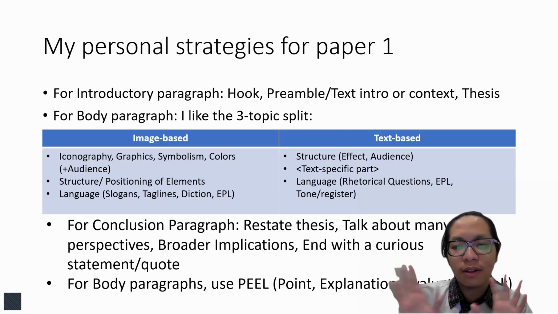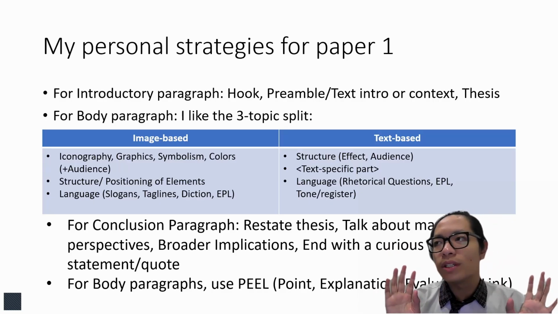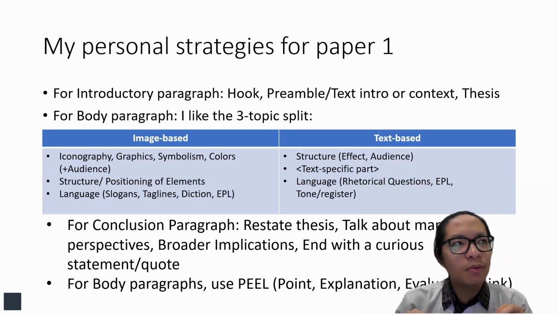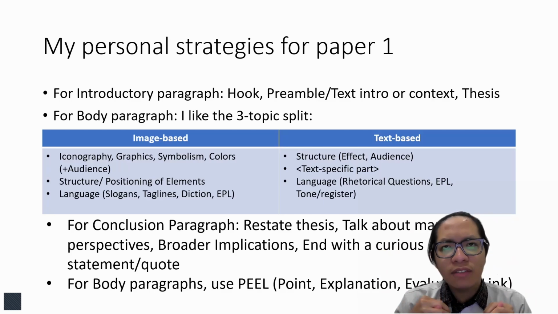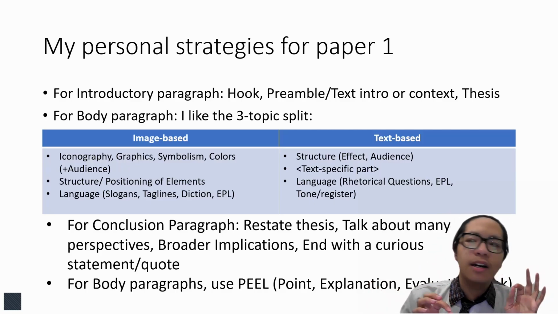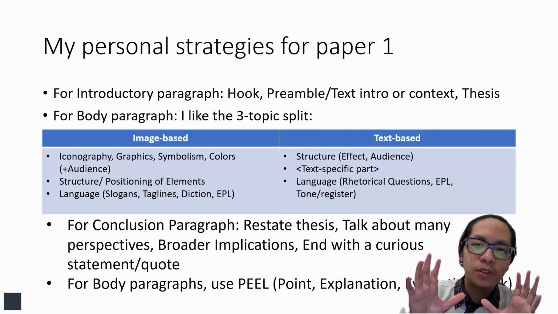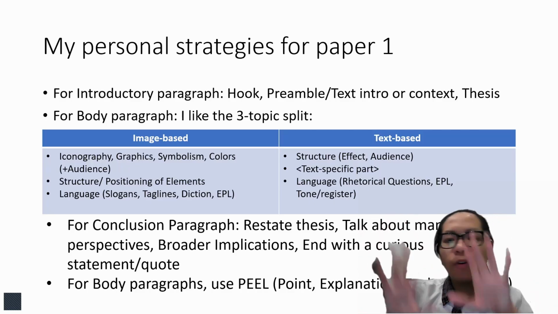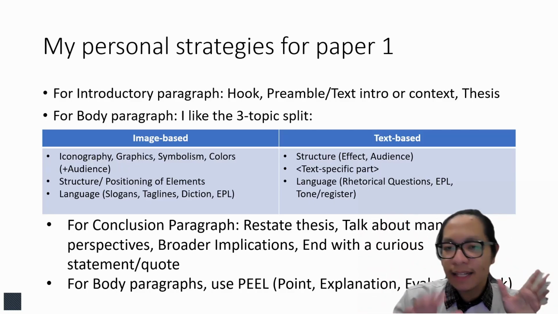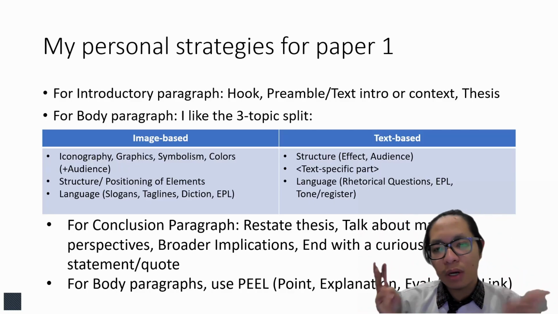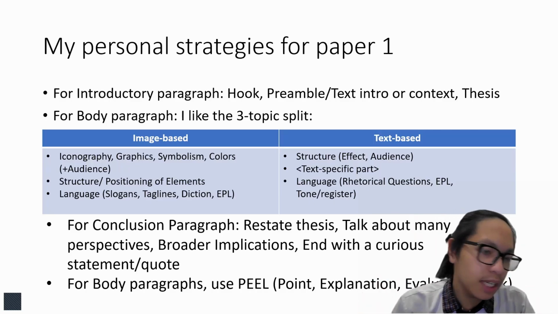And then there's something called the text-specific part, where every single text has its own quirk. Sometimes they like to use strange vocabulary or colloquial vocabulary, and I would like to put that there. Or maybe some text types, like blogs, have images, so I'd put a separate paragraph for images. And that's the second body paragraph. And then the third one would be language, exactly similar to the image-based one.